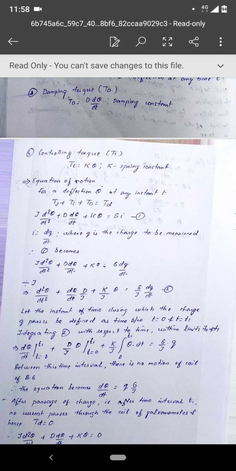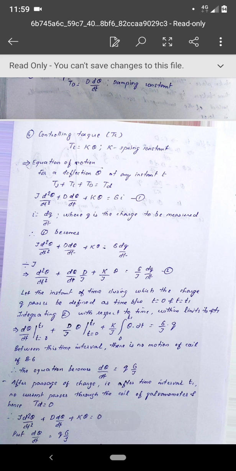These are very familiar terms that we have discussed in the first module itself. And we know the equation of motion, that is Td equal to Tj plus Tc plus Td, because all the other torques will be opposing the driving torque. We substitute the respective values for each of the torques, and we get equation number 1. And we know what i is: i is nothing but dq by dt, where q is the charge to be measured. If you substitute that, then instead of i we can substitute dq by dt.